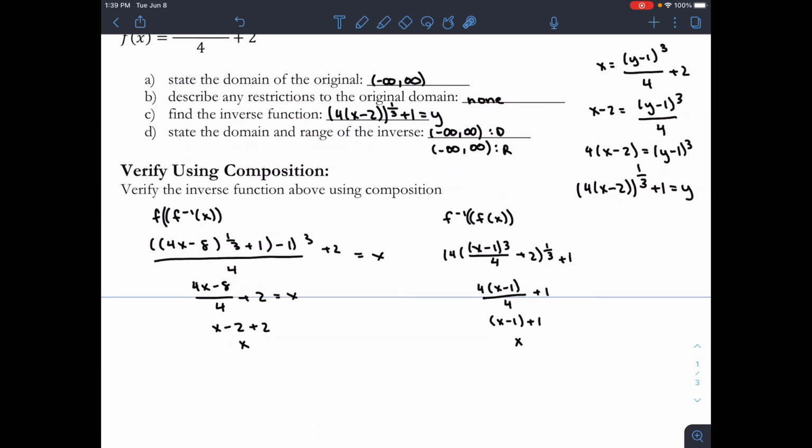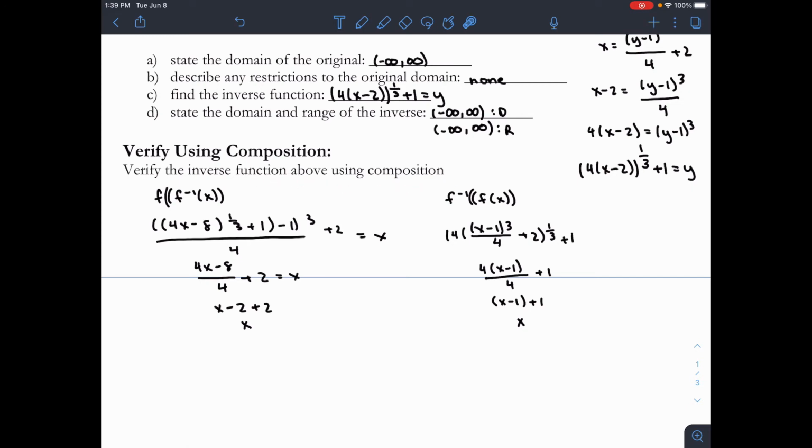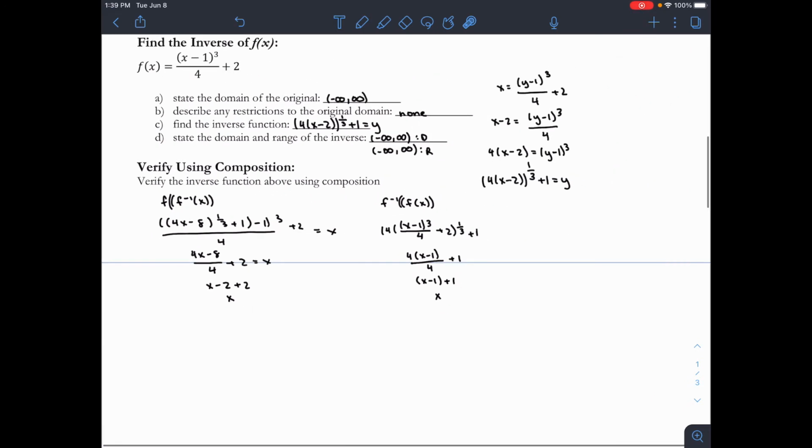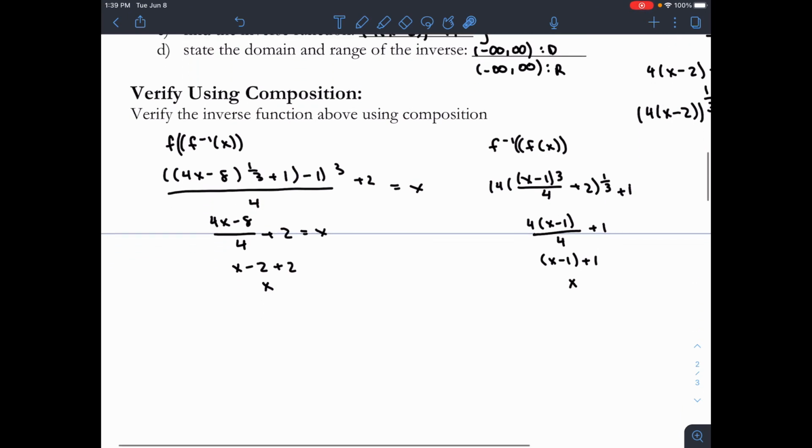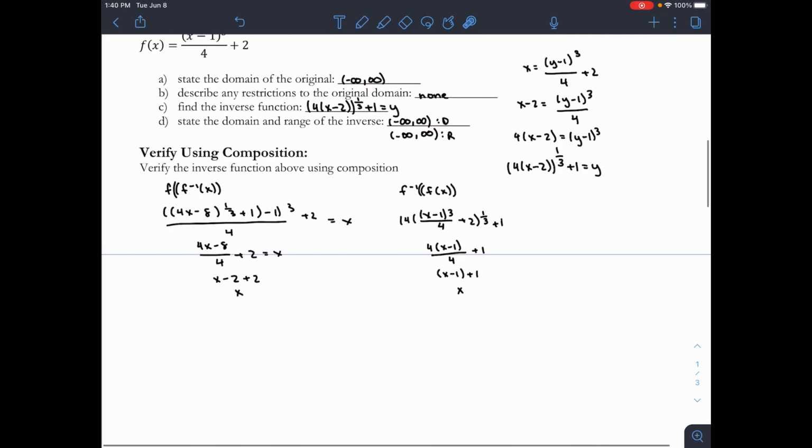So the next question is use compositions to show that they are inverses. So we would use compositions by putting the inverse of f of x into f, and replacing the x with the inverse to make sure that the resulting value is x for both. So if we put f of x within the inverse, then we would get x, to check that our answer is correct for the inverse. It would have to equal x. And so that's what I did here.